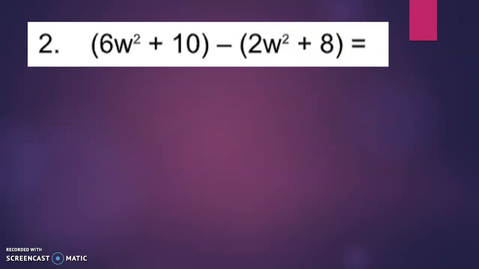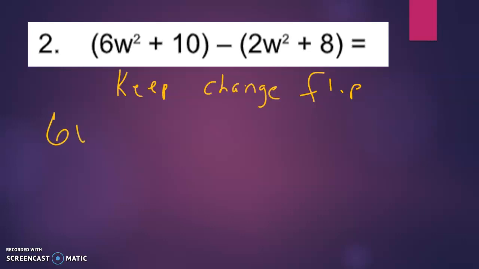Again, we're going to keep, change, flip. We're going to keep the first entire parenthesis. We're going to change the subtraction to addition, and we're going to flip everybody's sign inside the parenthesis. So the keep is 6w squared plus 10, changing subtraction to addition, flipping all the signs, negative 2w squared minus 8.